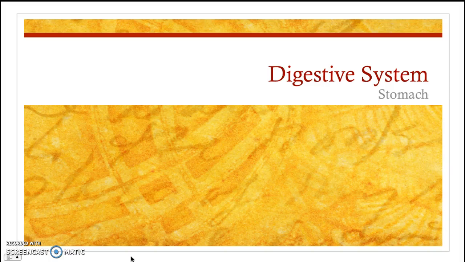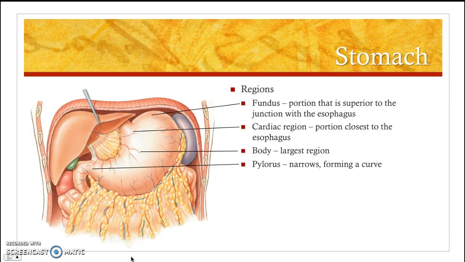This presentation discusses the anatomy of the stomach. The different regions of the stomach include the fundus, cardiac region, body, and pylorus. The fundus is the portion that is superior to the junction with the esophagus, and you can see how it curves up towards the diaphragm right here.